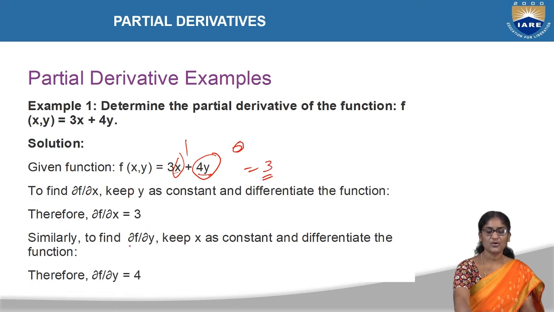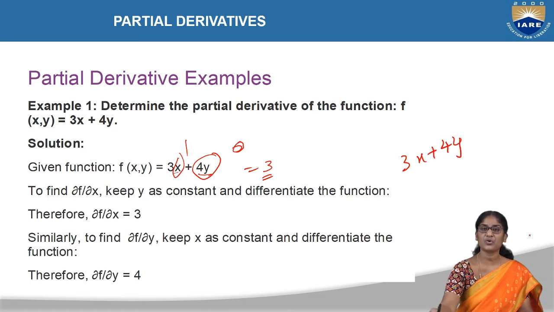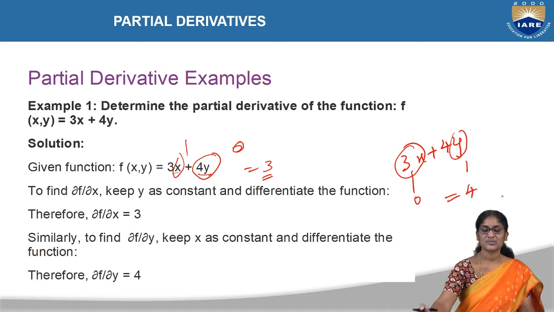Similarly, to find ∂f/∂y, keep x as a constant and differentiate the function with respect to y. So ∂f/∂y is equal to 4. It is again the same way, because we have 3x + 4y, two different terms. In the first term we don't have y, and in the second term we don't have x. So when you differentiate with respect to y, obviously the first part goes to 0, and the derivative of y with respect to y is 1. So the answer is nothing but 4 here. In this way you can find the first order partial derivatives.